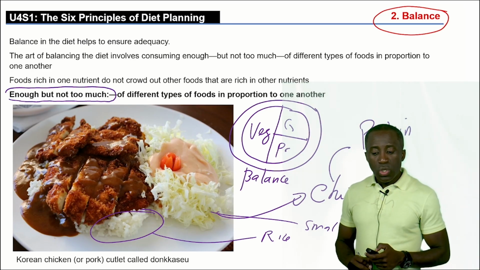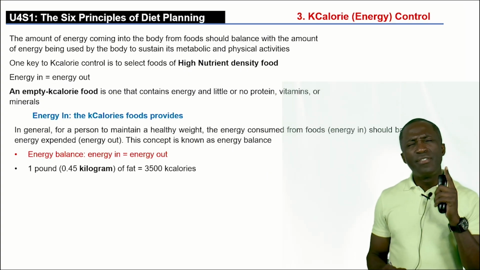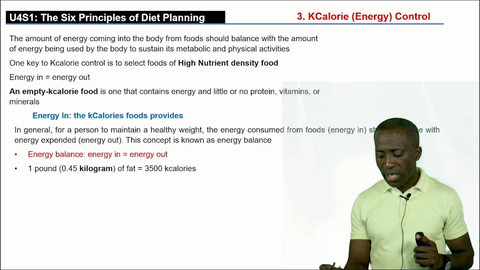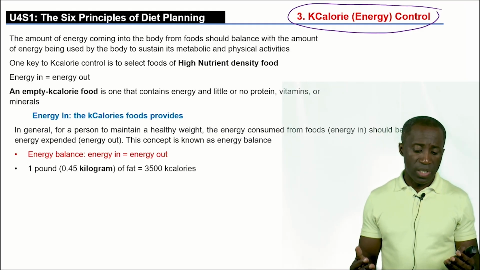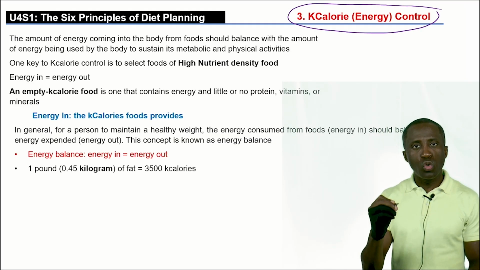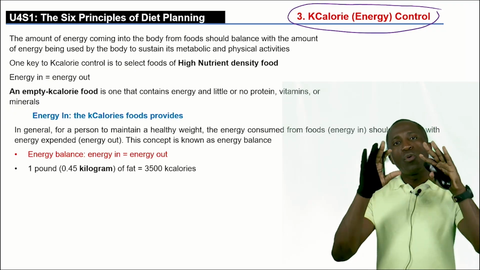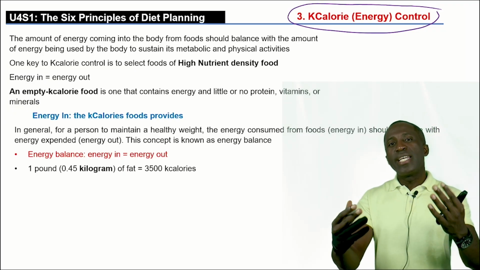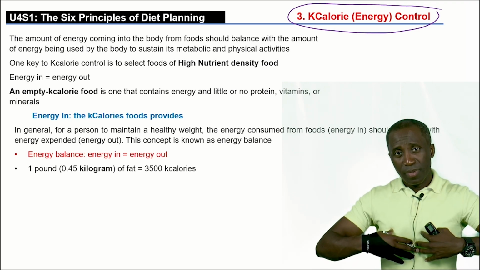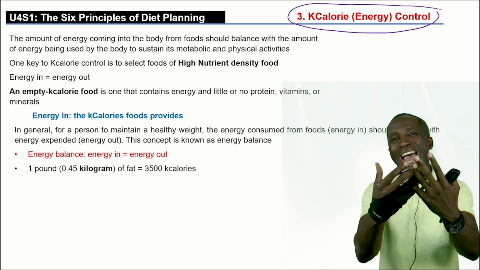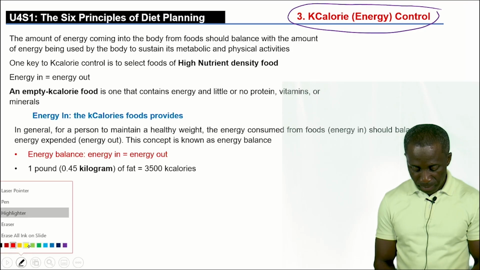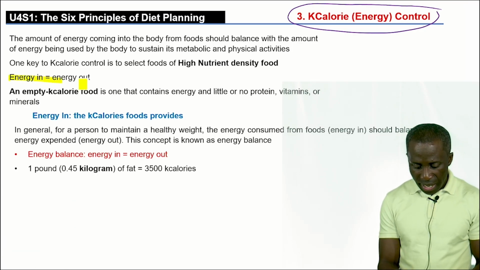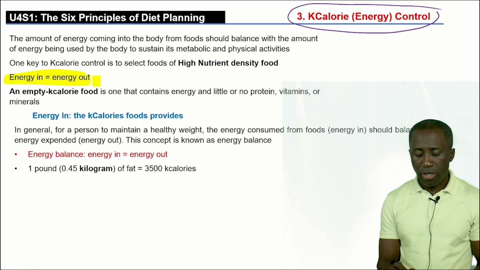Okay? So principle number 3, a very critical one, is the kilocalorie control. Kilocalorie control or energy control. This is where we want to make sure that if you want to keep the same weight, the energy you put in your body must be equal to the energy that comes out of your body. And that's what you actually have right here that I highlight here. Energy in equals energy out.